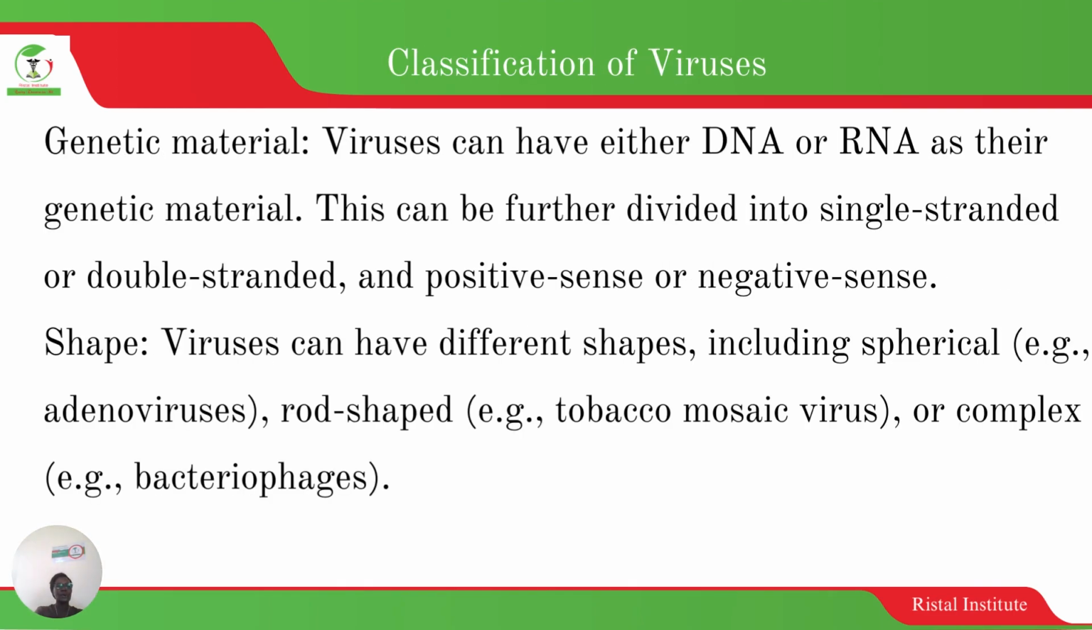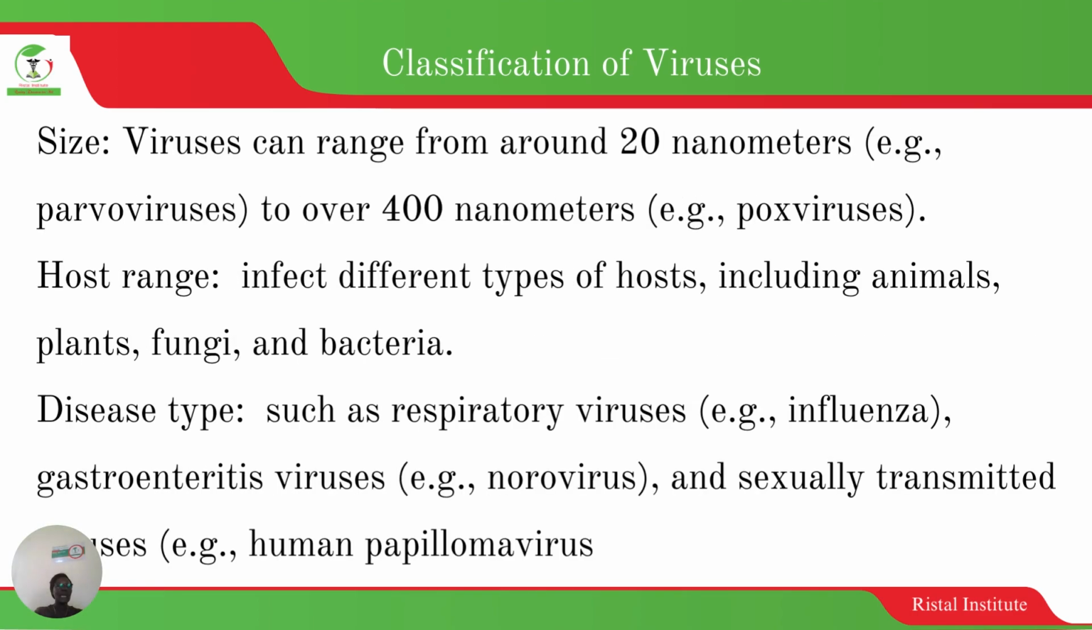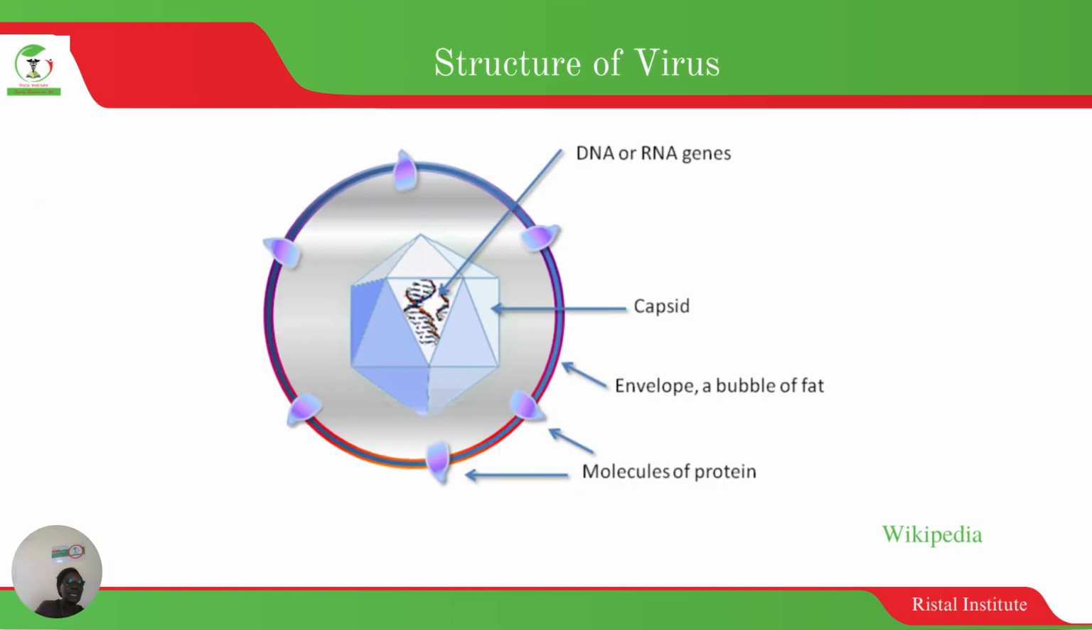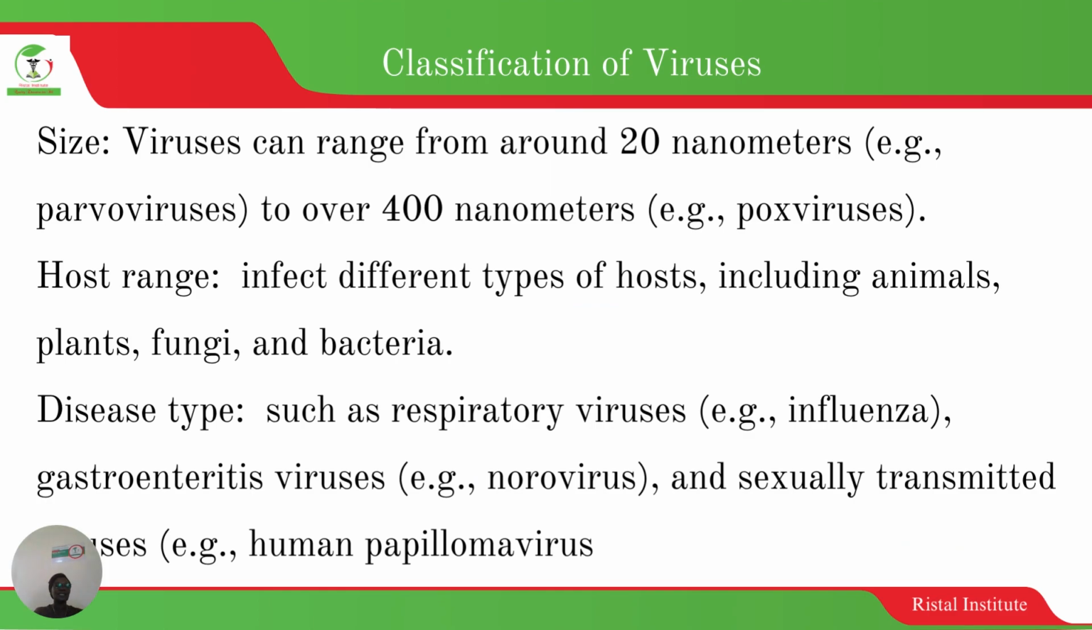Classification of viruses. We are going to classify viruses according to their genetic material, their shape, size, host range, and disease type. That's how we are going to classify the viruses. Let's look at the size. Viruses can range from around 2,000 nanometers, for example, the parvoviruses, to over 400 nanometers, for example, the pox viruses.